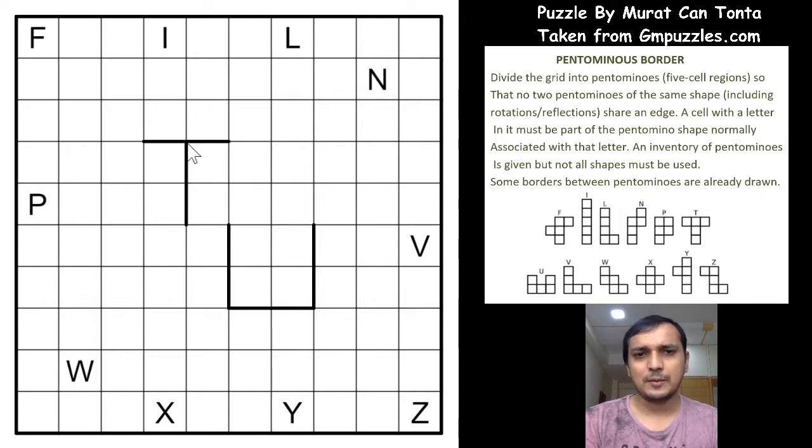And whenever you form a pentomino, no two of the same shape can touch. For example, if there is an F here, you cannot form an F again near it. An adjacent shape to an F will never be the same letter, I mean F. So these are the rules. Let's continue the puzzle.